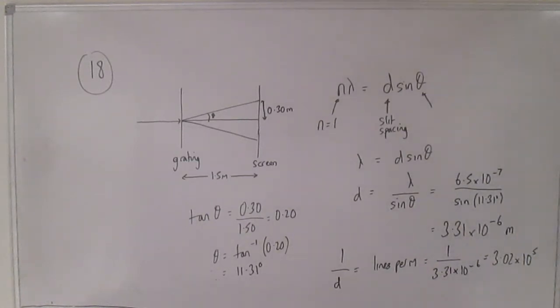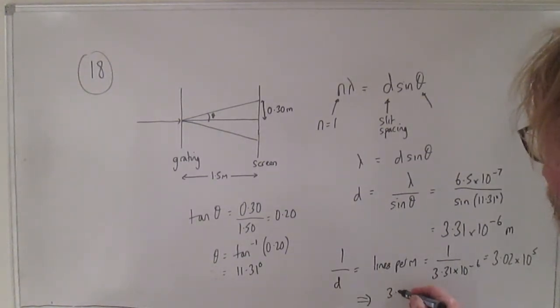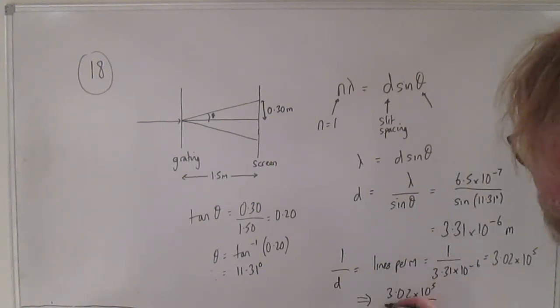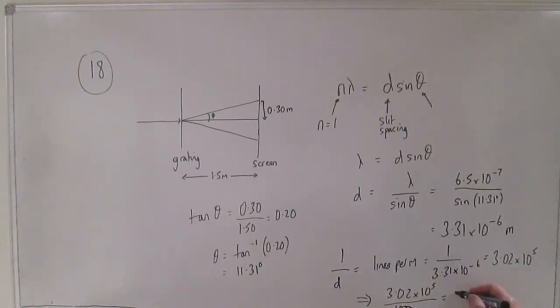lines per metre. But we are asked how many lines per millimetre, so that means 3.02 times 10 to the 5 divided by 1,000, because it's only 1,000th of a metre, which is 3.02 times 10 to the 2 lines per millimetre, which, to three significant figures, is 3.0 times 10 to the 2, which means the answer is C.